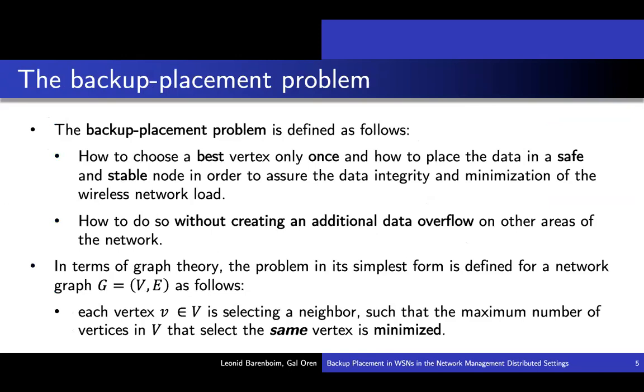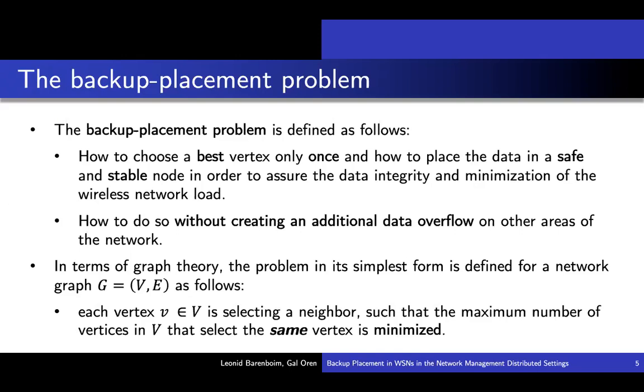So we finally reached the backup placement problem. This problem was introduced by Halldorsson, Köhler, Patt-Shamir, and Rawitz in 2015. In terms of graph theory, the problem in its simplest form is defined for a network graph G(V,E) as follows. Each vertex v in V selects a neighbor such that the maximum number of vertices in V that select the same vertex is minimized.